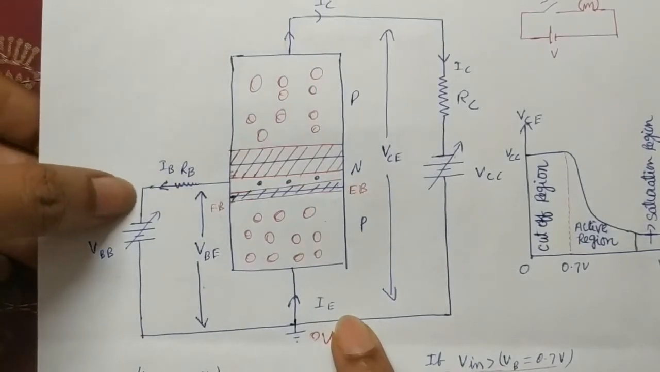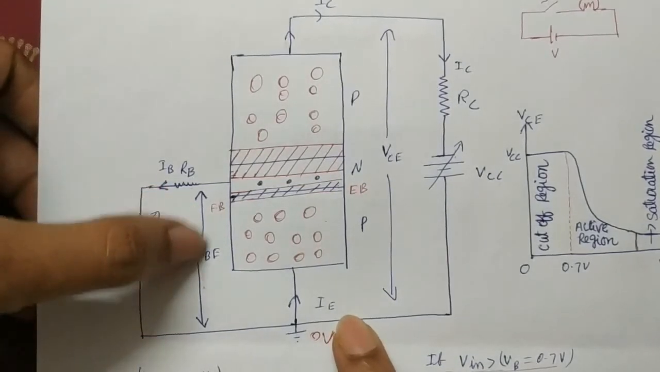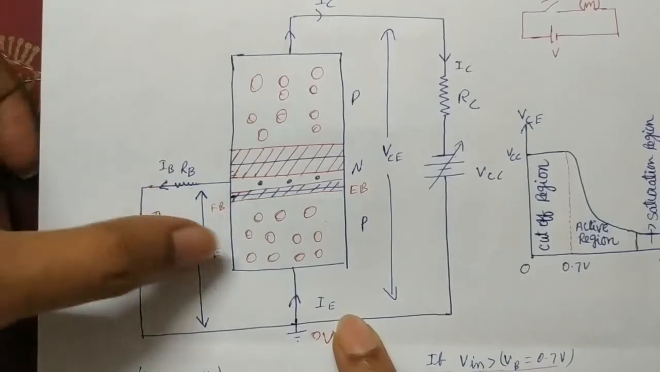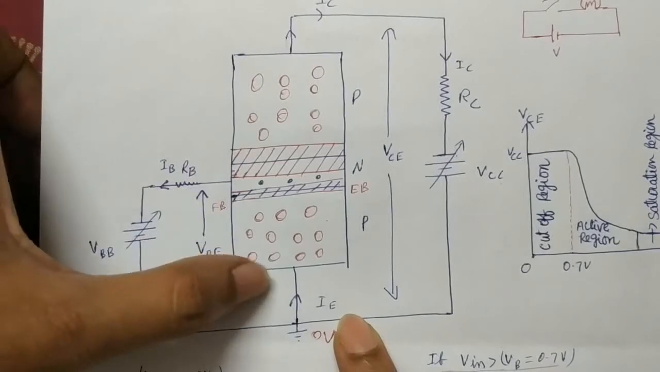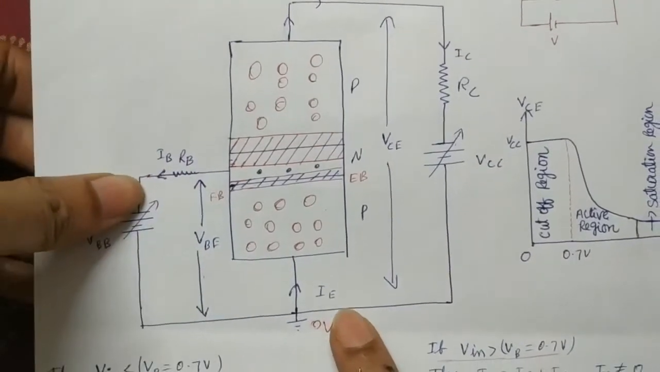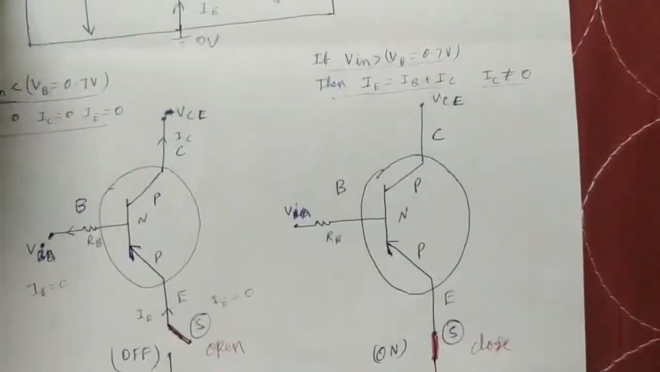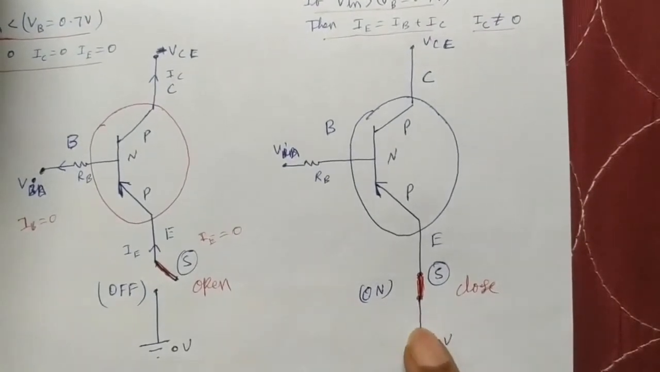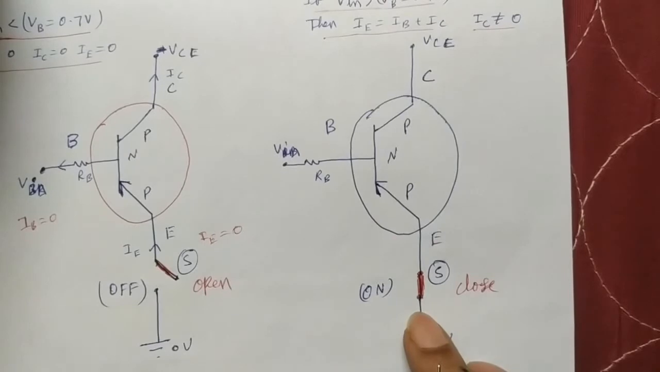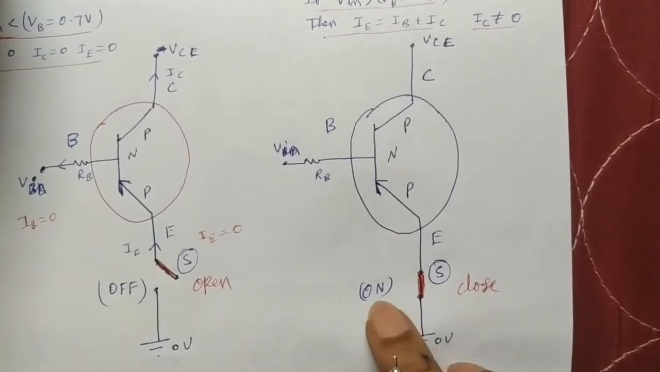So when IB increases, IE and IC increase by a huge amount, rapidly. Whenever the input potential is more than the barrier potential, current is set, and because of that some current flows through the emitter also. In that case, what happens? Current flowing means it is a closed switch. It works as a closed switch. So current flows means closed switch, which means the bulb is in the on position.